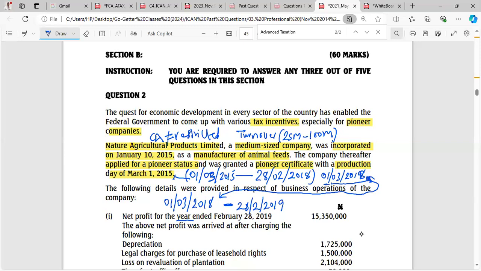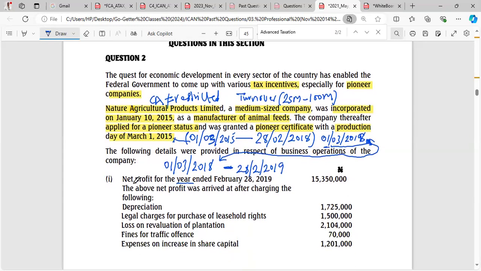So it means after the pioneer ended, after the first initial 3 years, the pioneer did not continue. Who knows? They will tell us that. But this is the initial 3 years. You need to note the initial 3 years. This is the year after the initial 3 years. So the year after the initial 3 years, you are having a net profit of this.